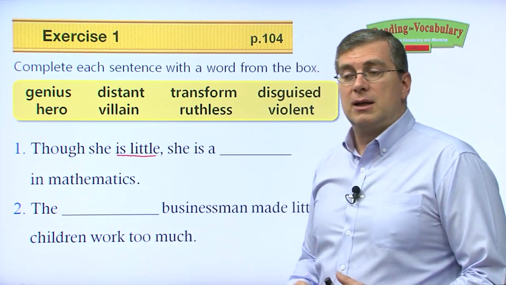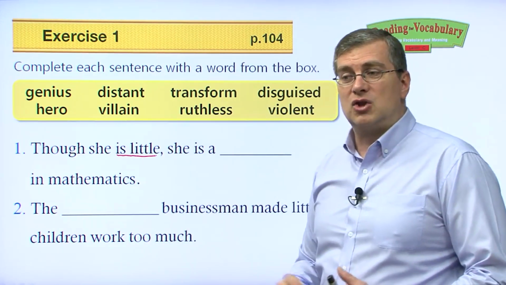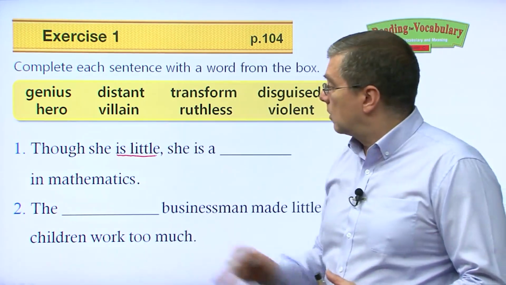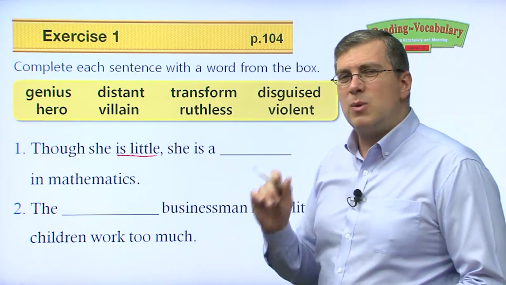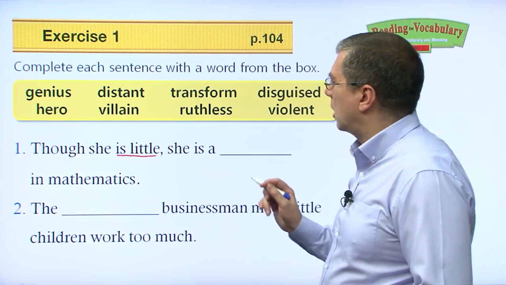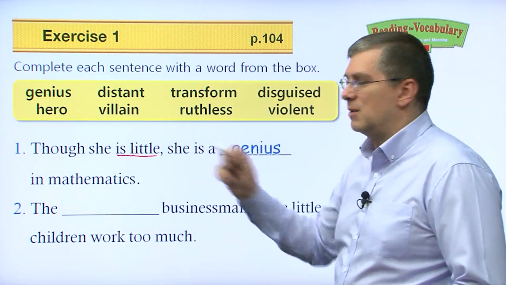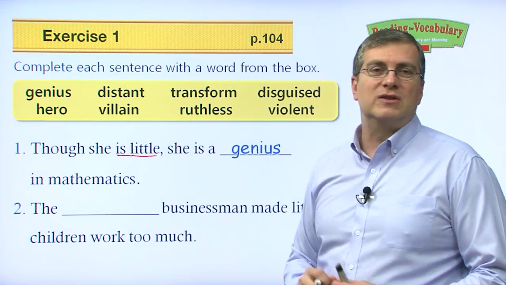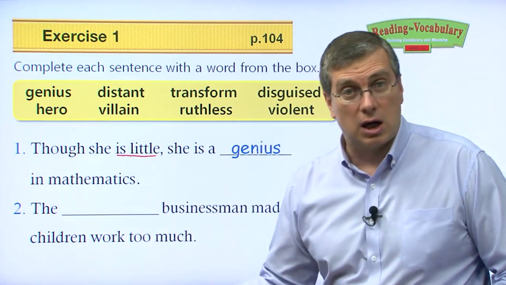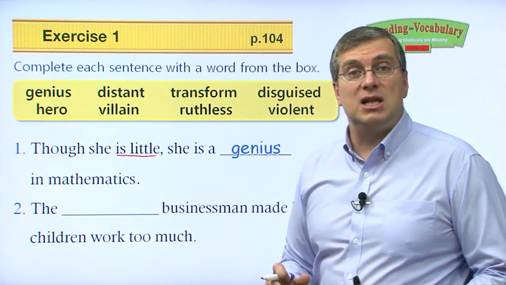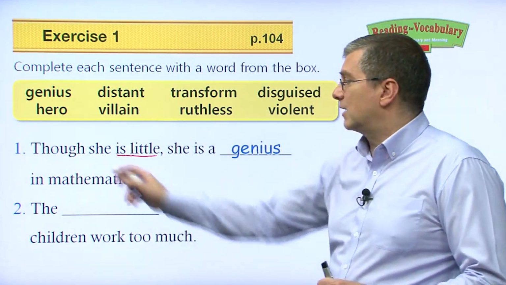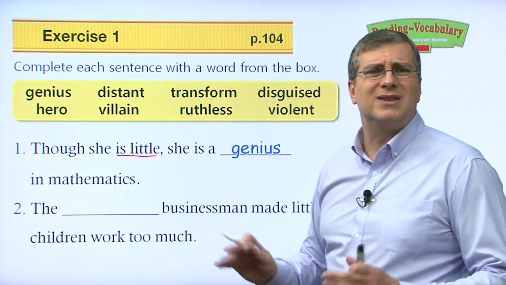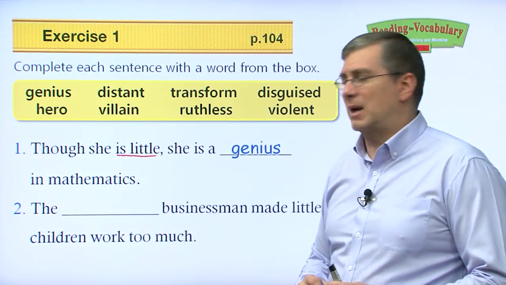But if you find a child or some children, a girl or a little boy who is very good at mathematics, we can call them what? They're very smart, right? They are a genius in mathematics. So even though she's a little girl, even though she's young, she is a genius in mathematics. Okay, we don't expect that. So that's why we say though, even though. It's not expected, it's unexpected.